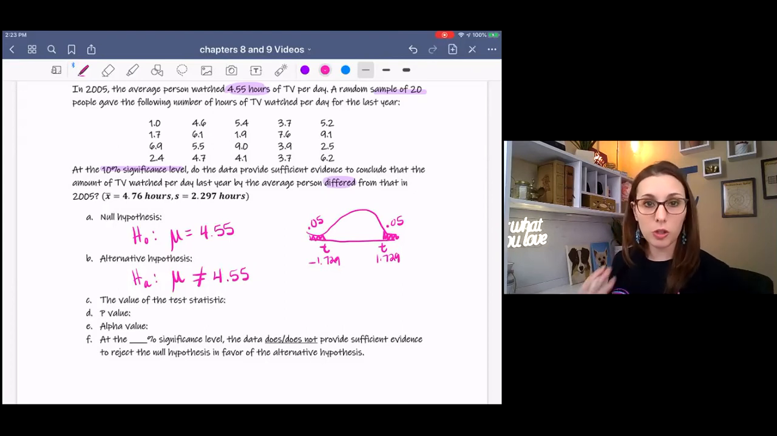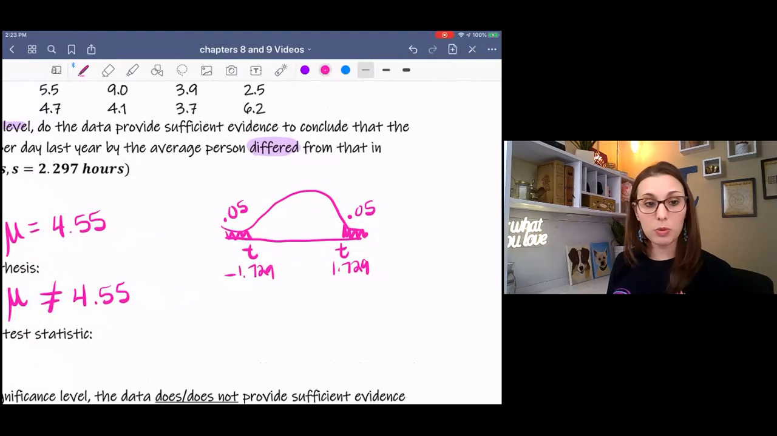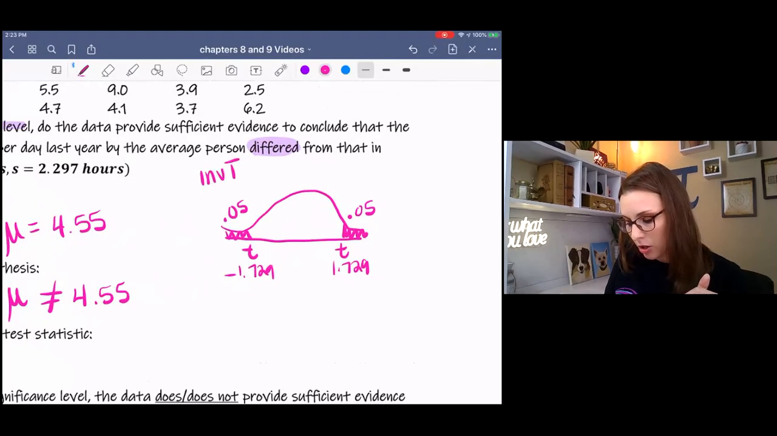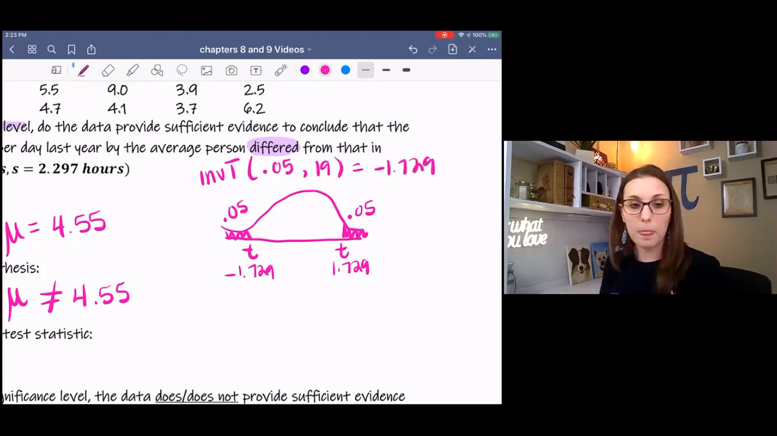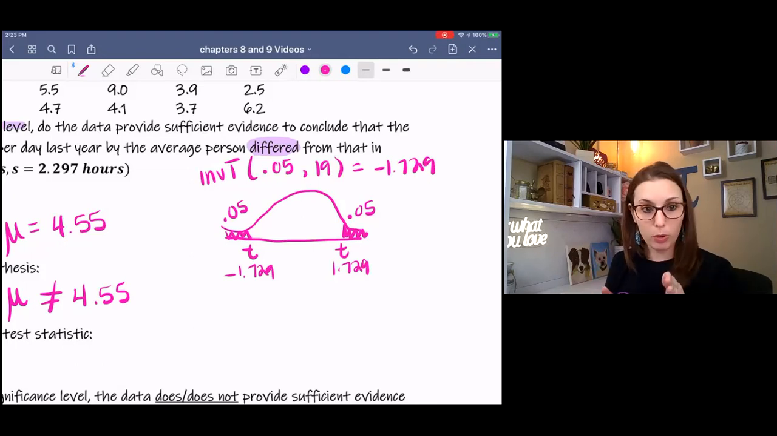And so if you're using the critical value approach, then you have to consider that when you go find your t value, whether you're using a t-table or a calculator. If you draw that picture, it's a 10% significance level, but when it's two-tailed, we're splitting up the 10%. And so you're going to go to inverse T, type in 0.05 and your degrees of freedom, and you'll get that negative 1.729. And that's one side, and the other side is symmetric. So that's our cutoff point.